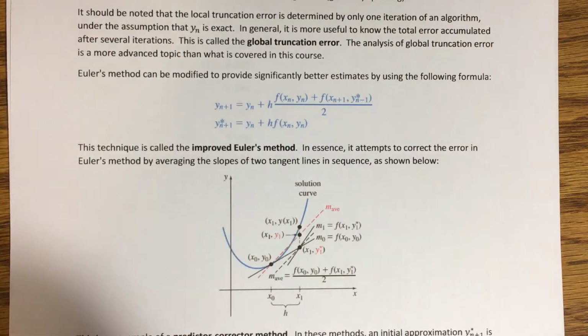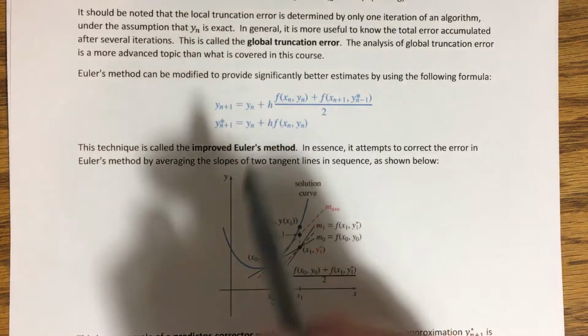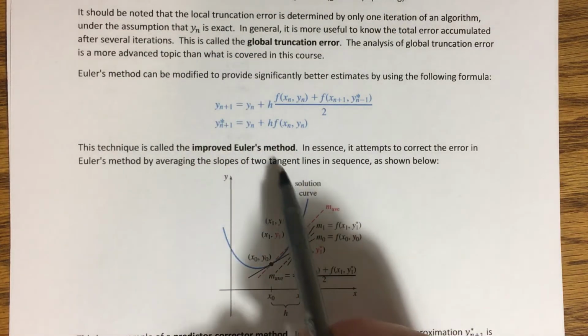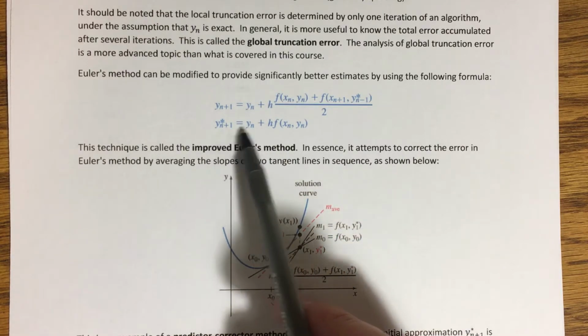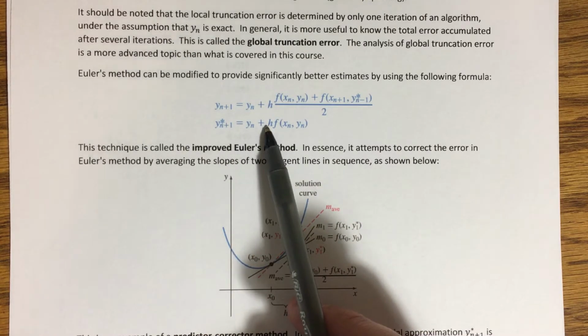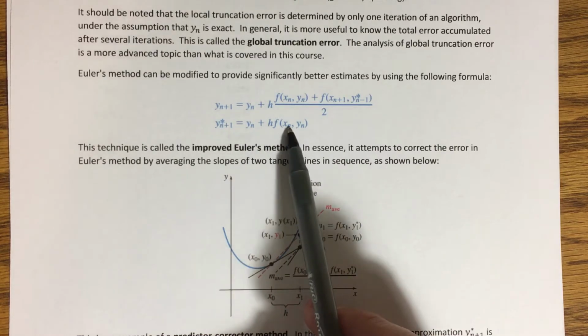If you were to look this up somewhere else, you might see it called the modified Euler's method or Heun's method. I'm not actually sure if I'm pronouncing that right. It's H-E-U-N. It has other names as well, but we're going to be calling it the improved Euler's method. So the way the improved Euler's method works is you actually start on the second line right here, and notice the recursive formula that's being used here is Euler's method.